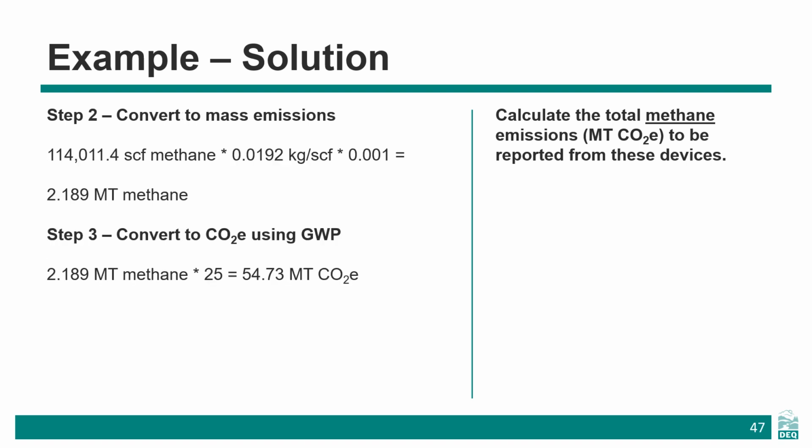Now this volume must be converted to mass. Here we use equation W-36 with the density of methane and also convert from kilograms to metric tons. And finally, in step 3, we convert from the mass of methane emissions to a carbon dioxide equivalent using a global warming potential of 25.